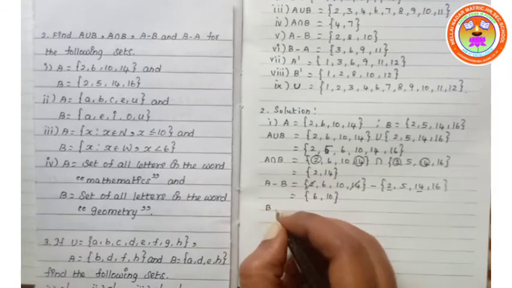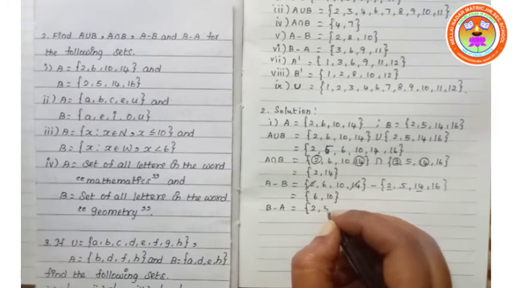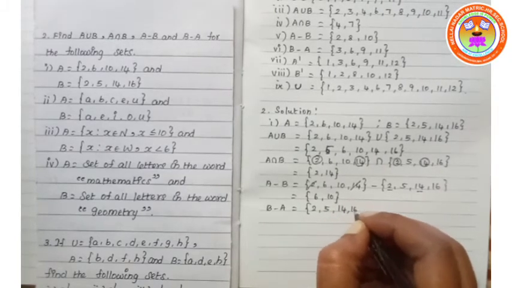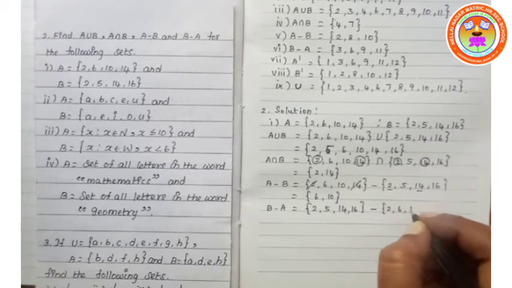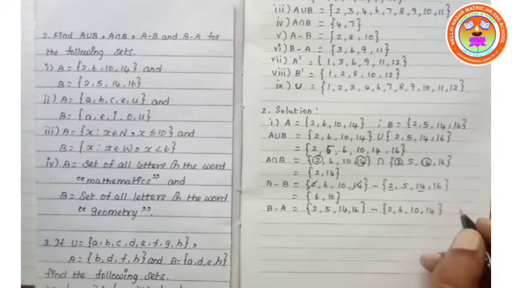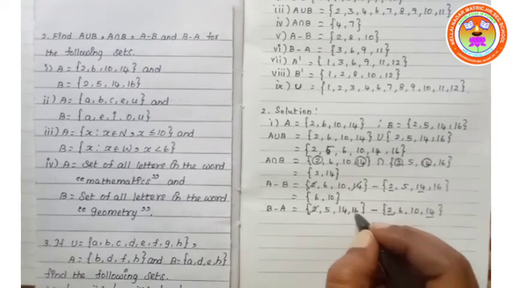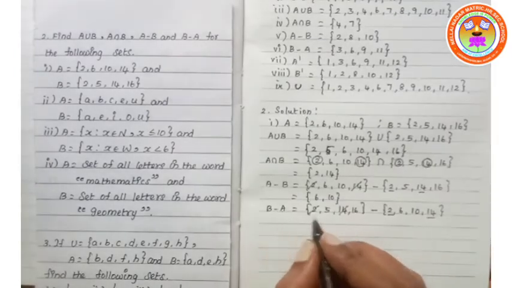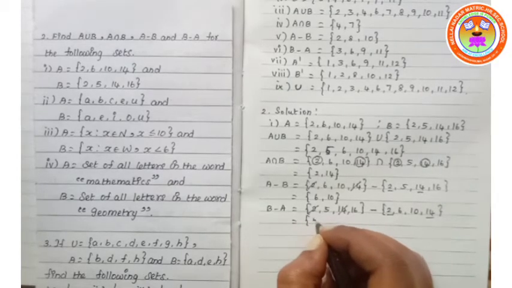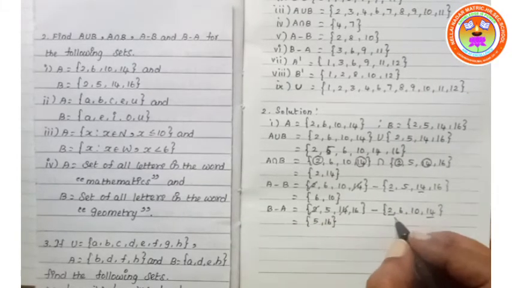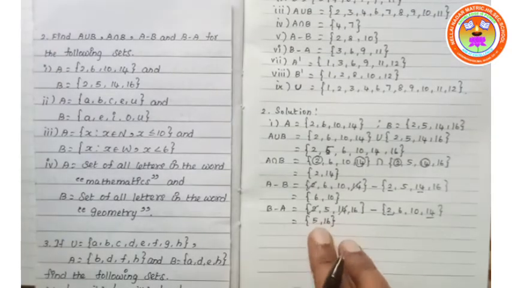Now B minus A is equal to, what is the set B? 2, 5, 14, 16 minus, what is the set A? 2, 6, 10, 14. So what are the common elements? 2 and 14. So 2 and 14 will be eliminated in the first set. The remaining elements in the first set only are your answer. So 5, 16. You need not worry about the second set. Only the remaining elements in the first set should be written as the answer.